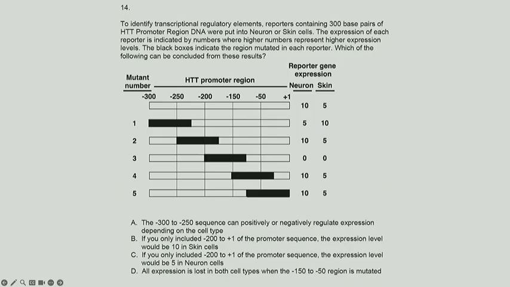Okay. So, last one. All expression is lost in both cell types when the minus 150 to minus 50 region is deleted. Is this true? No, right? Because this is all mutated in number 4 entirely, and there's no effect. Instead, what's causing all expression to be lost has to be something that's mutated in number 3 that doesn't overlap with 2 or 4. So it has to be in that really narrow region between the minus 150 and the minus 175. So there's something in that specific overlap region that is entirely responsible for driving transcription.